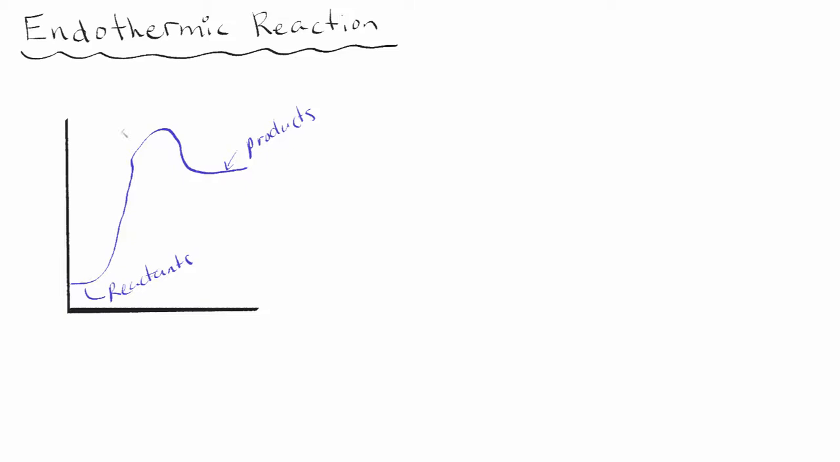And this area between here and here is your activation energy, the amount of energy required to get the reaction going in the forward direction. And in order to find out what the enthalpy of the reaction is, it's going to be the difference between the products and the reactants. So the enthalpy of the reaction will be products minus reactants.